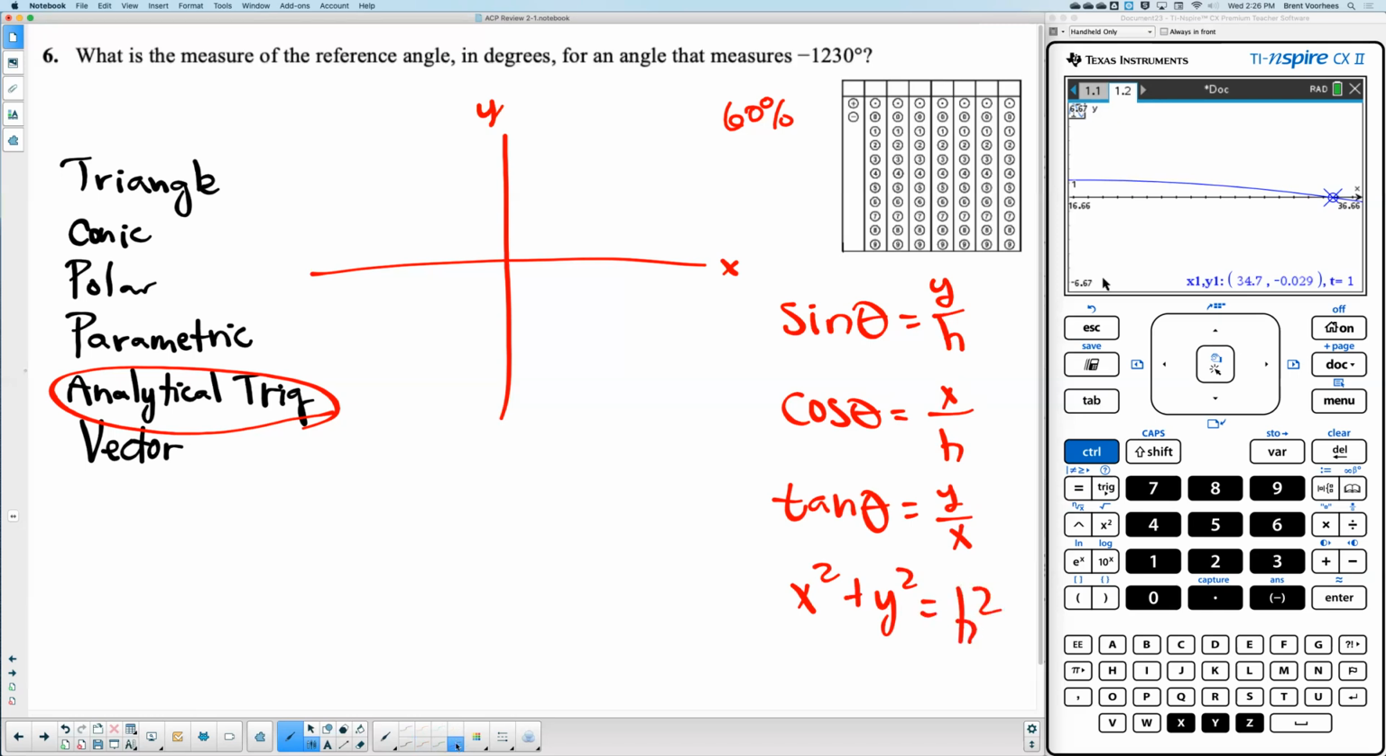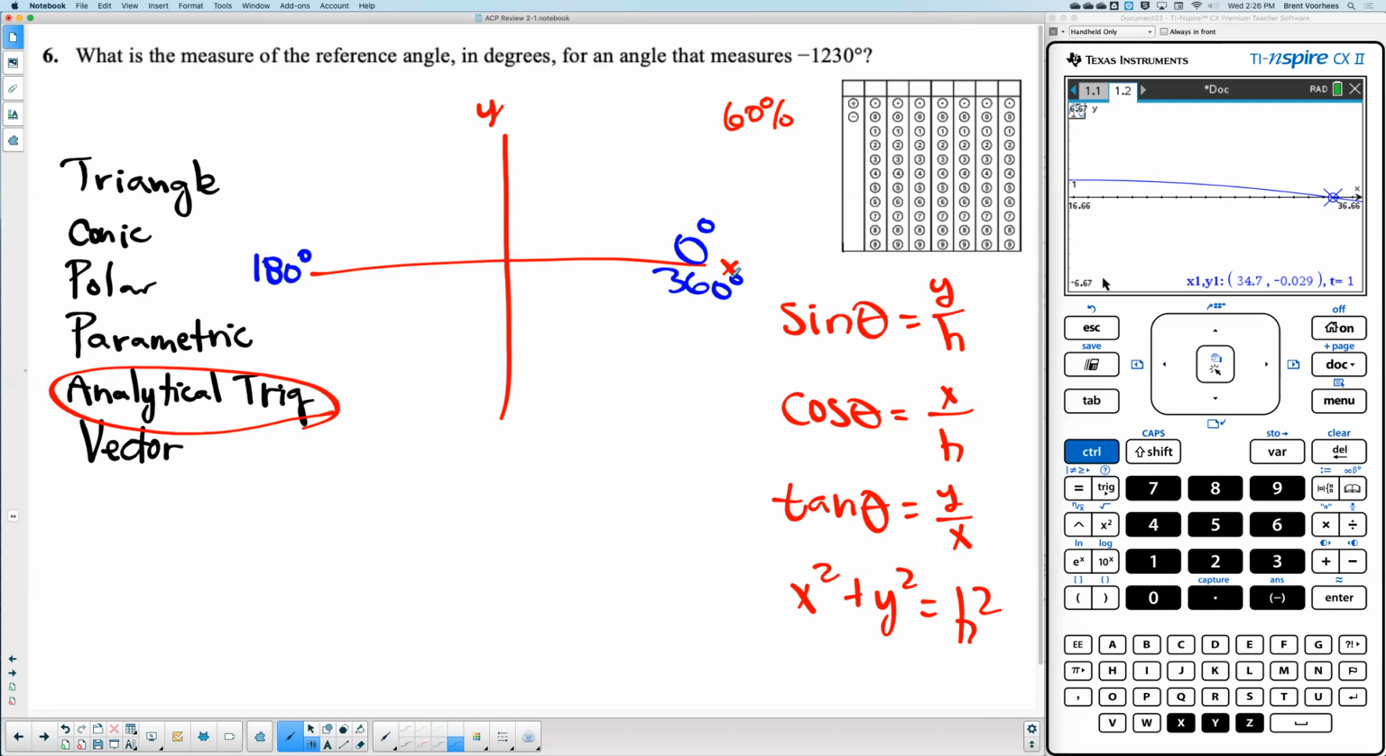And then finally, the angles. This is in degrees, so if you can remember, this is 0, this is 180, this is 360. If you can remember those things that I have written up right there, you can solve your analytical trig problems. So it falls under knowing this information. It says find a reference angle in degrees for an angle that measures negative 1230.